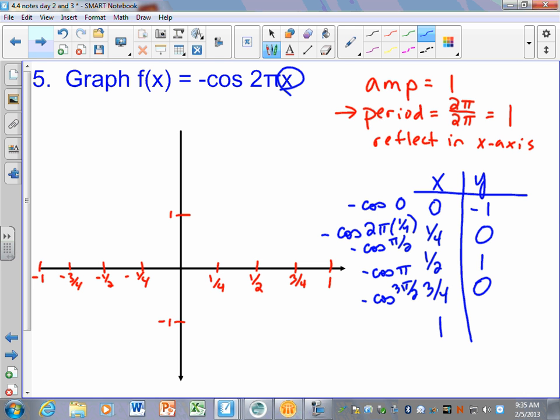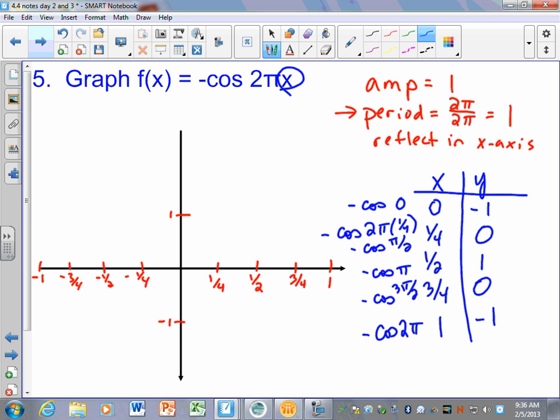And you should end the same place that you start every time. Where you start is where you end. That's how you complete one period, which means this should be the same value as this. And we can check. If you plug 1 in there, you get negative cosine of 2 pi. 2 pi is the same as 0, which is 1, but it's negative, which is negative 1.